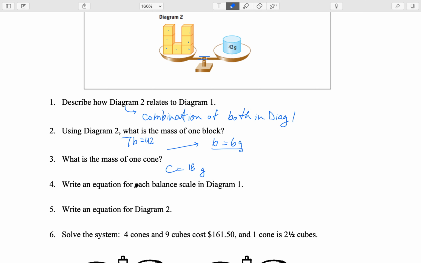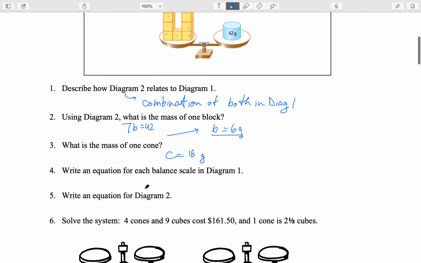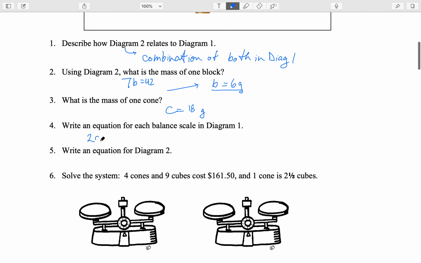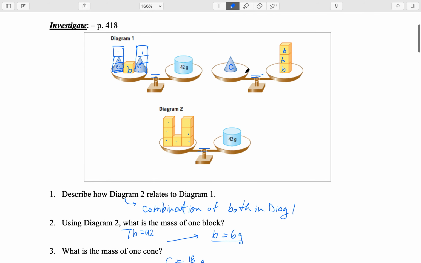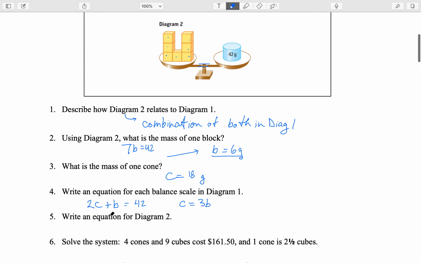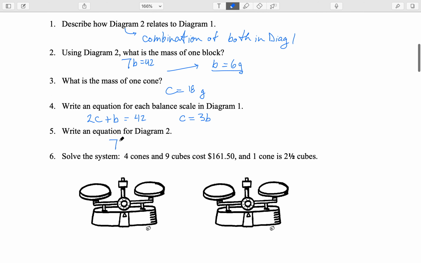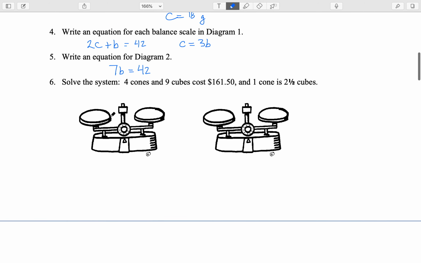Then it says write an equation for the balance in diagram 1. So two cones and a block made 42. I can write that as an equation: two cones plus one block is equal to 42. What about the other one? One cone is equal to 3 blocks. Then it says write an equation for this. Well, 7 blocks is equal to 42. Really what we did is we took this and replaced it into there. So 2 times 3 is 6, 6 and 1 is 7. That's what we got, and then we solved it. So this is the same idea.